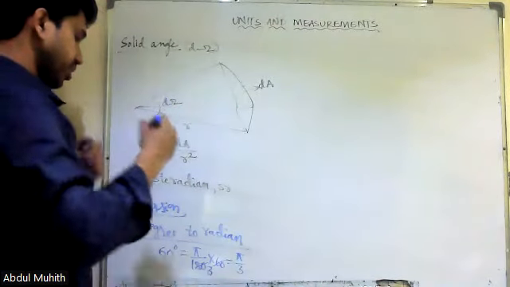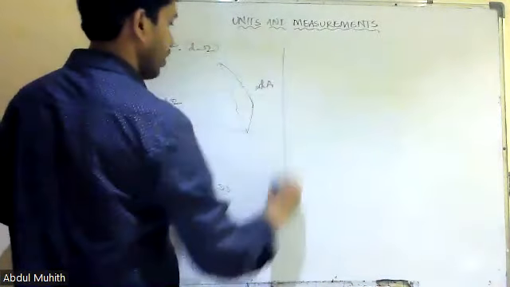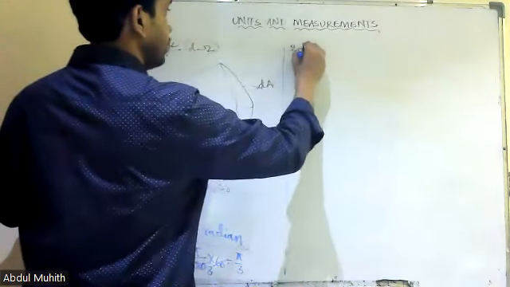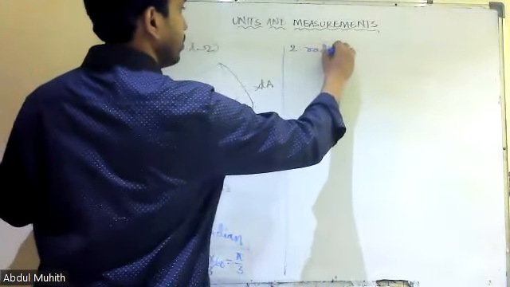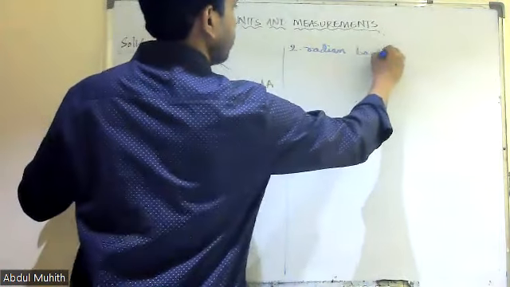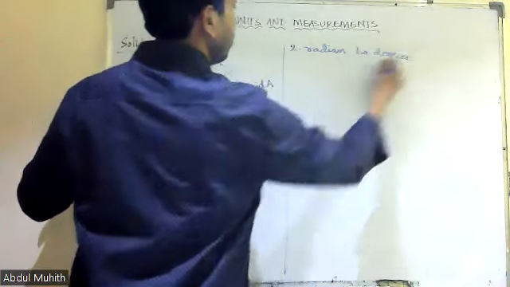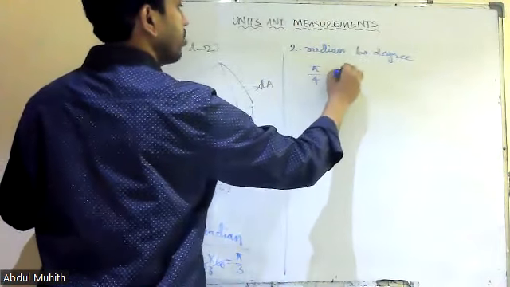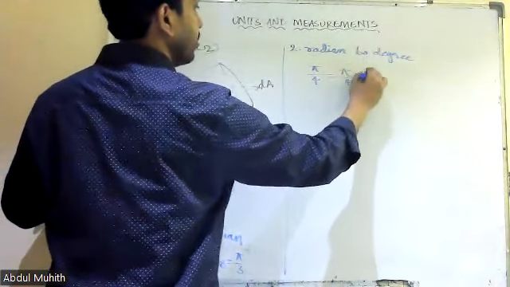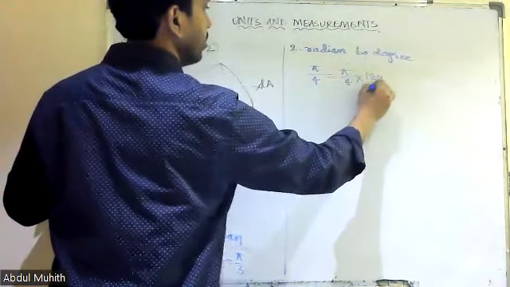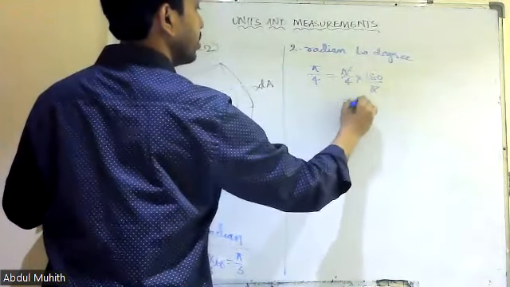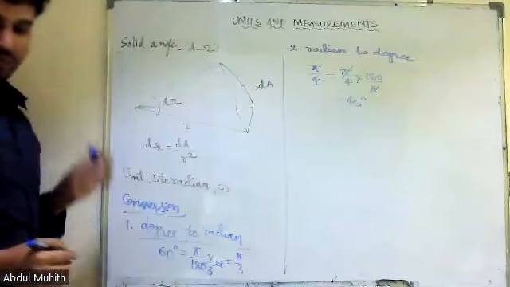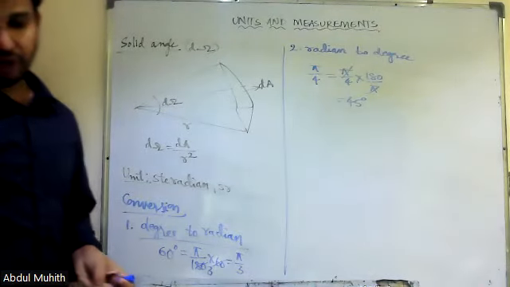Next, the second one is radian to degree. If it is pi by 4, multiply by 180 by pi like this. So this and this will cancel, and we get 45 degrees. This is the way you convert degrees to radians and radians to degrees.